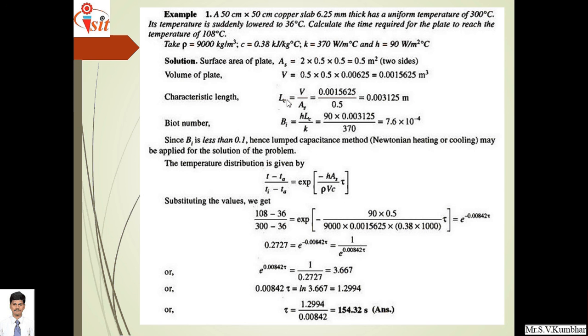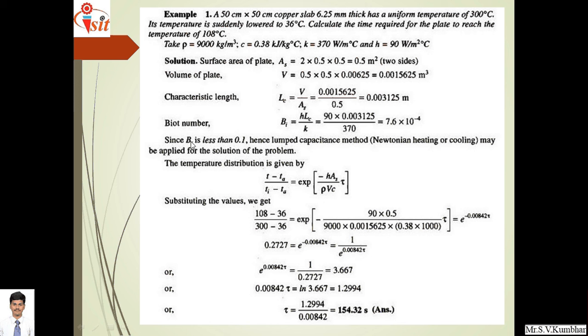Find out the characteristic length of any object, then check for Biot number. So Biot number is given as h Lc upon k. h is given as 90, Lc we have already calculated, and k value is given as 370. So Biot number is 7.6 into 10 raised to minus 4.